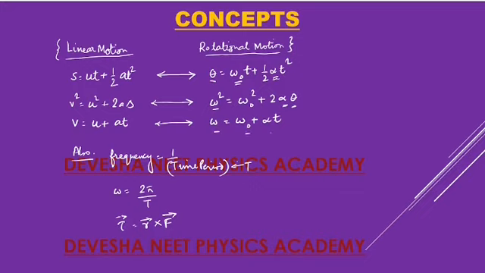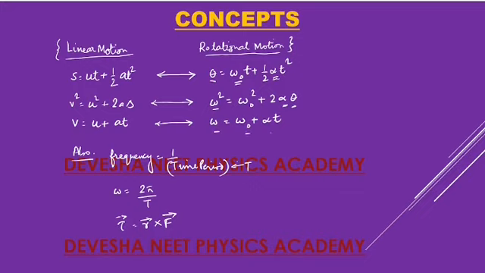Also, we need to know there is a term called frequency. Frequency basically tells us how many revolutions it is completing in unit time. That unit time could be a minute, it could be seconds, it could be hours. So frequency is generally revolutions per second, or per minute, or per hour. Basically it's the number of revolutions or rotations per unit time.